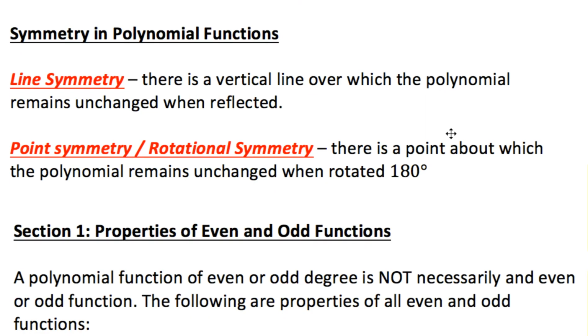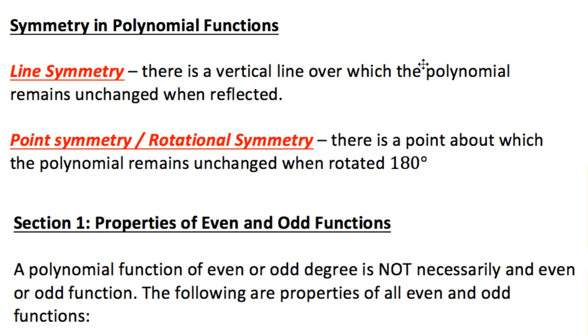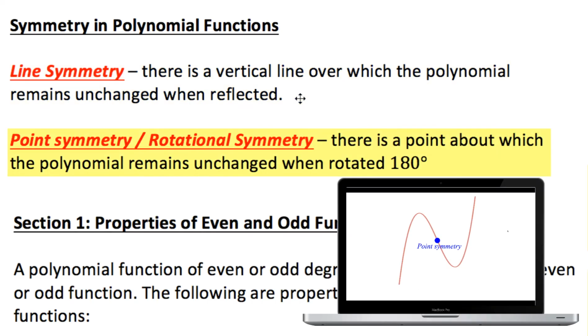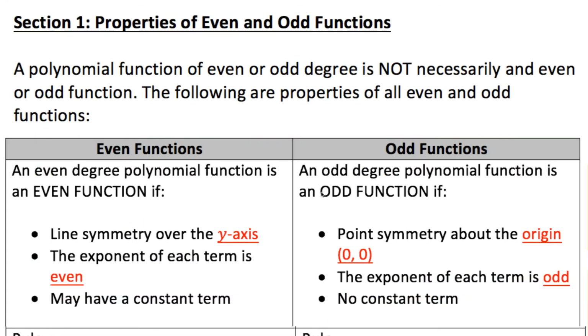So before we do this lesson, you have to remember what I taught you earlier about line symmetry and point symmetry. So there's the definitions for you again, just so you can read them quickly. Line symmetry is if there's a vertical line over which the polynomial remains unchanged when reflected. And point symmetry is when there is a point about which the polynomial remains unchanged if you rotate it 180 degrees about that point. Now let's move on to section 1, where we learn about two specific types of polynomial functions, even polynomial functions and odd polynomial functions.